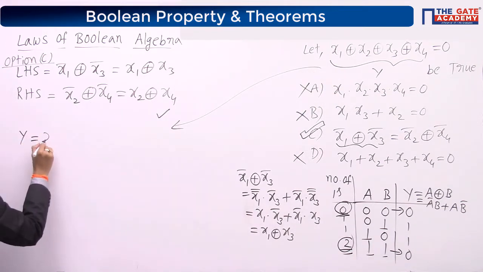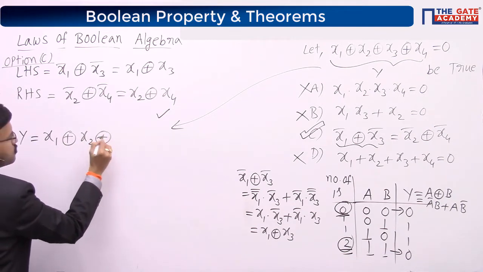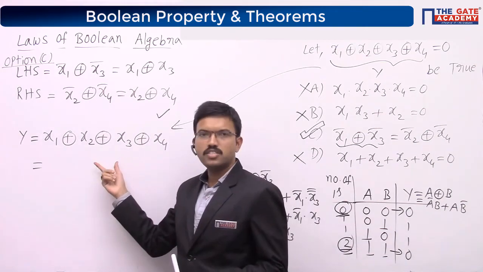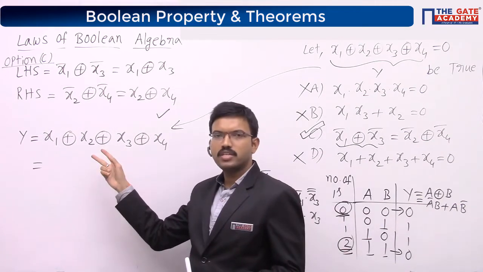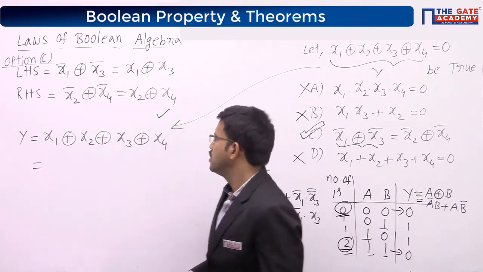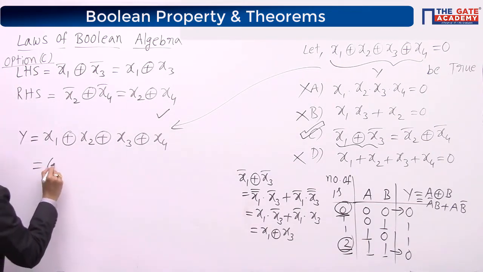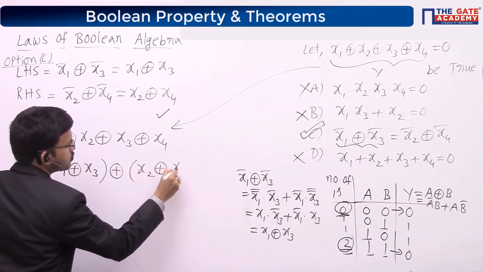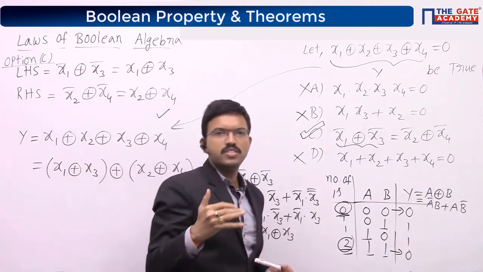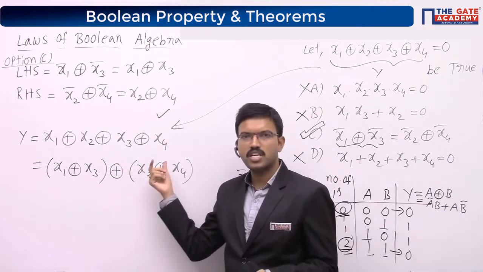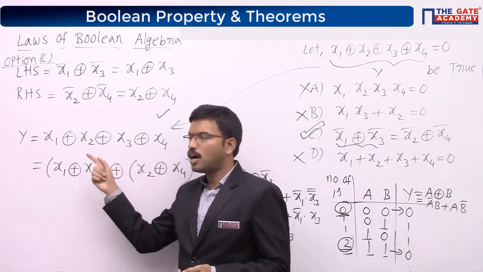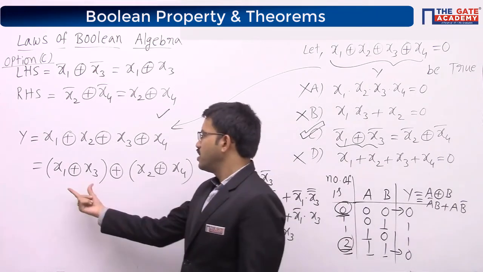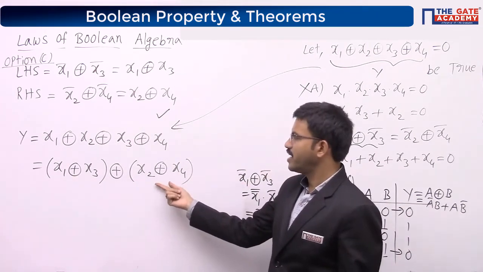Y equal to x1 exclusive OR x2 exclusive OR x3 exclusive OR x4. Previously we got the conclusion that the exclusive OR operator is satisfying the associative law, right? So we can perform exclusive OR operation on any two variables first. So I will rearrange this expression like this: x1 exclusive OR x3 exclusive OR x2 exclusive OR x4. When you are having 3 variables or more, if you are performing the same operation, and if that particular operator is satisfying the associative law, then you can perform that operation on any 2 variables first. Now here I got x1 exclusive OR x3, here I got x2 exclusive OR x4.